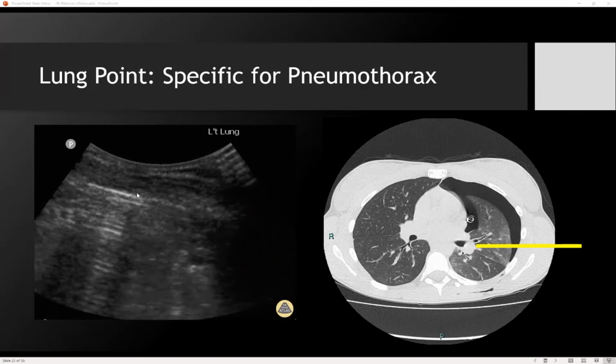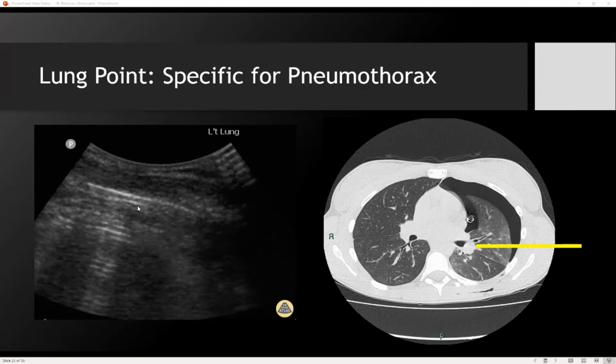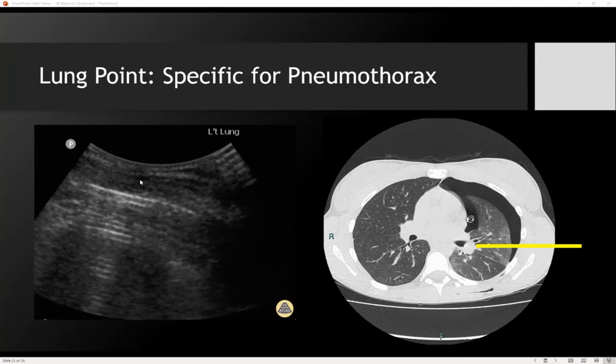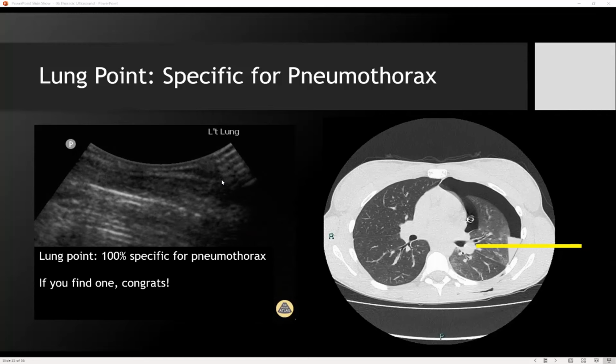And so seemingly the only cause of this finding would be a pneumothorax like this. None of the other causes that I've described to you would seem to cause this finding of lung point. So everyone gets really excited about talking about lung point. And if you find it, then like I said, it's 100% specific for pneumothorax. If you find it, then good for you, congratulations. I have never been so lucky. I think it's extremely uncommon to actually find it.